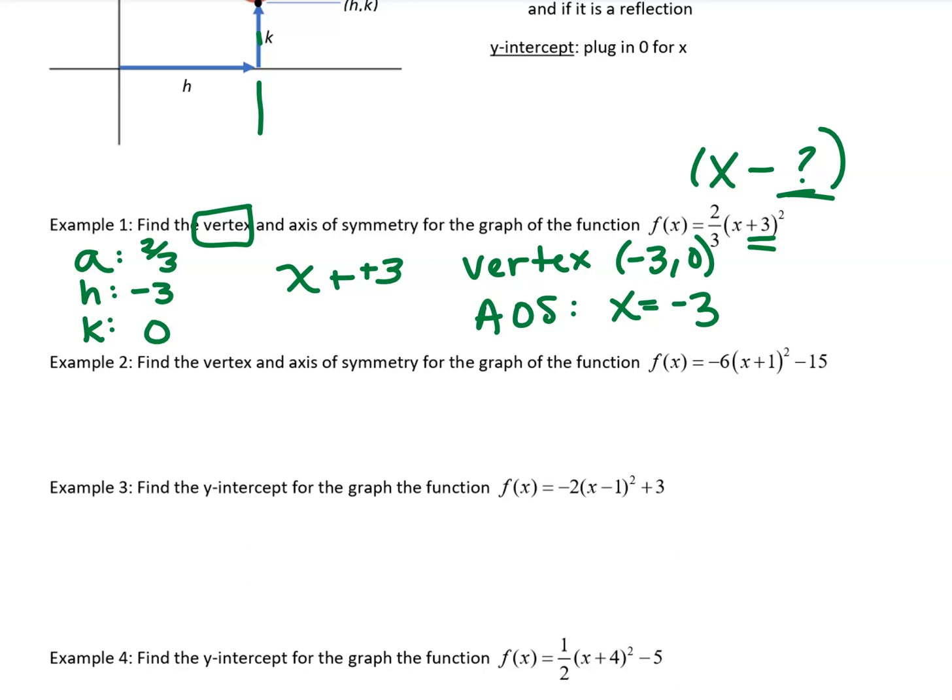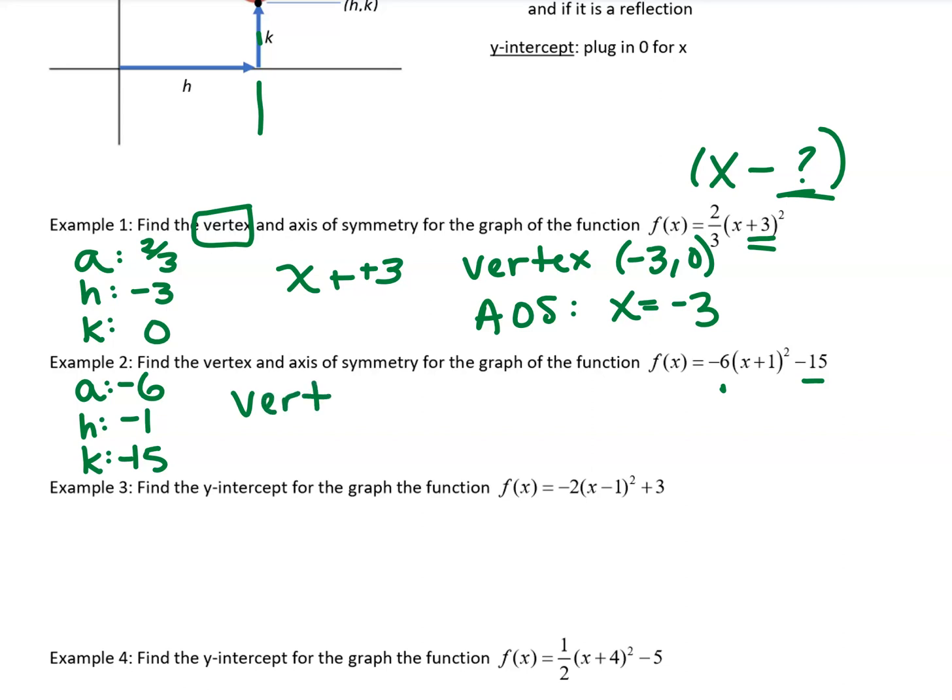Okay, example 2, find the vertex and the axis of symmetry. So we're doing the same thing here. Let's write down what is A, what is H, and what is K. A is our number that's in front, so A is -6. Remember, if A is negative, what does that tell you about our graph? There's going to be a maximum, and it opens down. Okay, x plus 1 is inside, so that means h is -1. And then this time we do have a k out there, so k is -15.